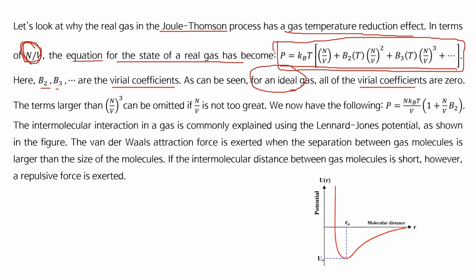And if N over V is not too great, then we can omit the higher-order terms. So we can omit these above terms for relatively small N over V. So we can have the following equation from here.